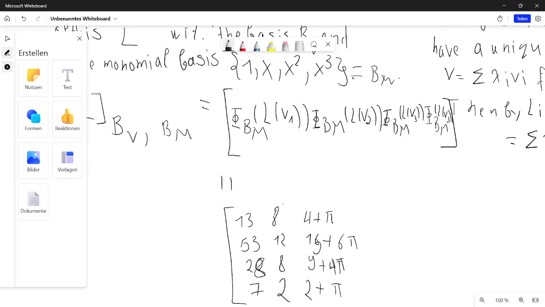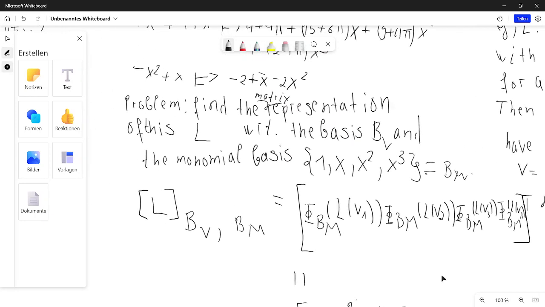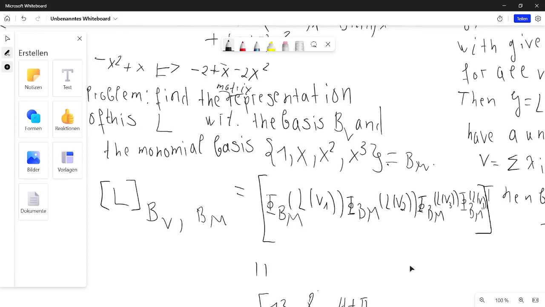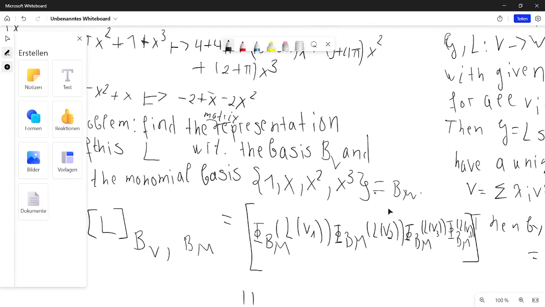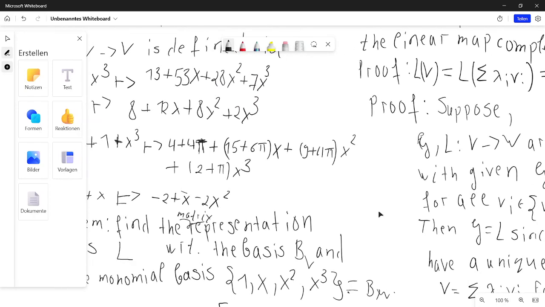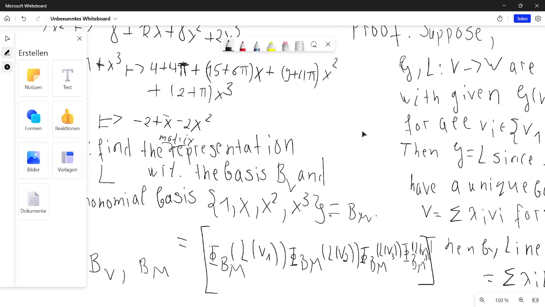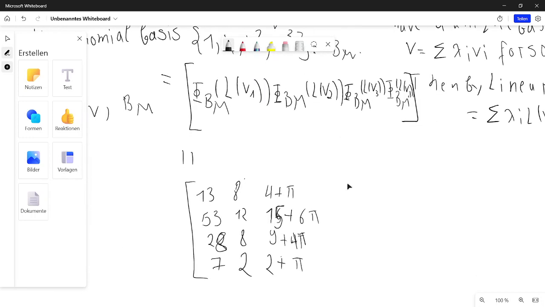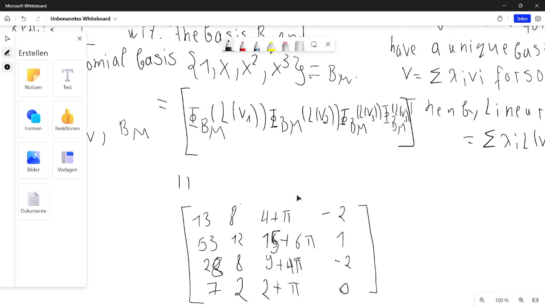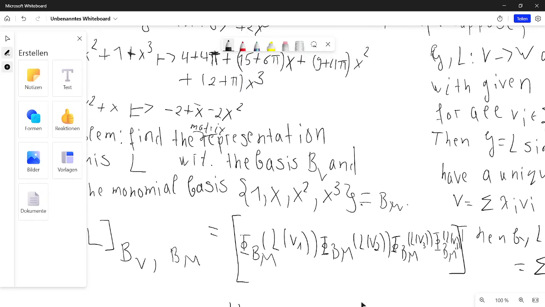Alright, so you see that this requires paying attention, but if you write it down on paper, it's not that problematic. And then you have finally minus 2, 1, minus 2. Right, minus 2, 1, minus 2. And that is your representation of this map.